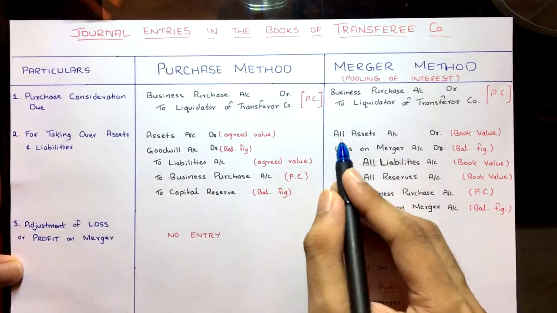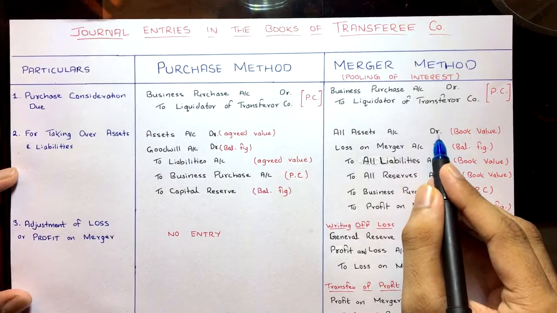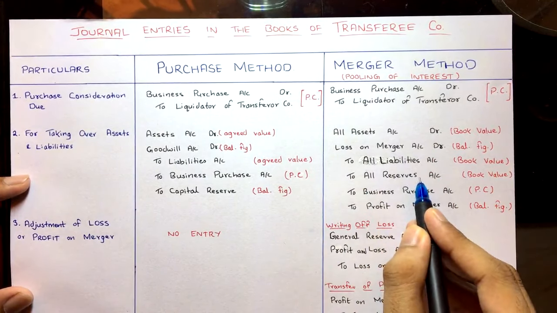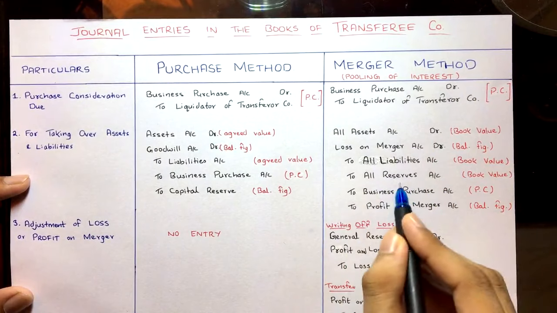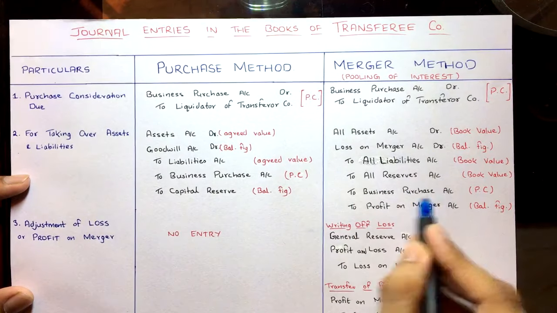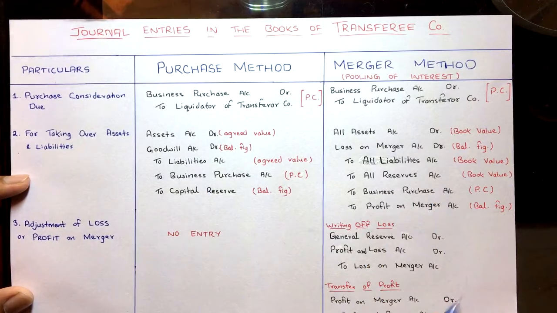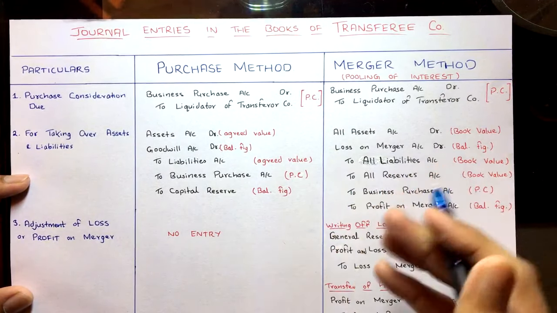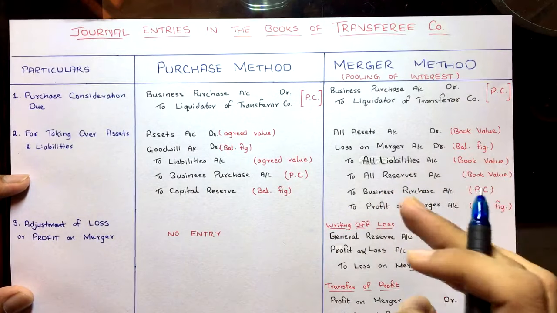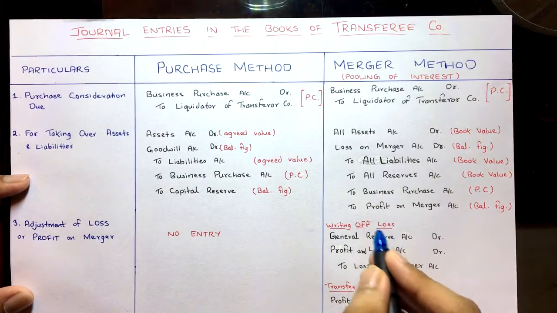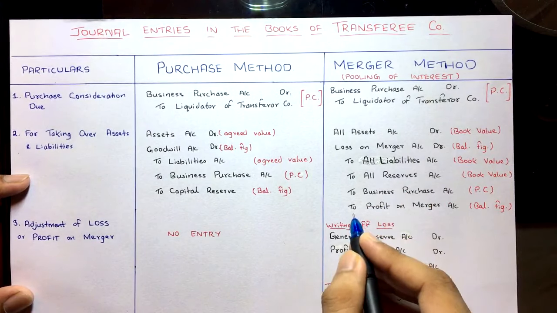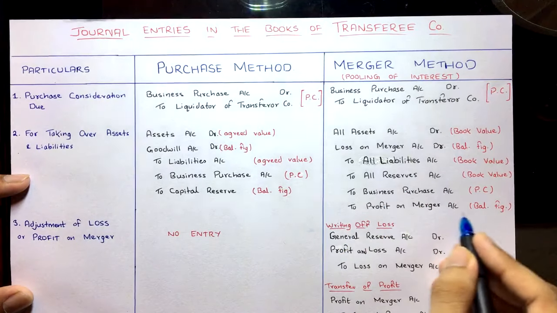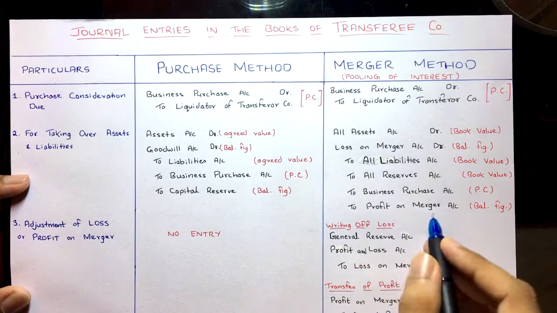See here. The entry is all assets account debit, to all liabilities account, to all reserves. Yes, you're also taking over the reserves here. We'll come to that. To business purchase as usual. And then the balancing figure, if it comes from the debit side, you will take it as loss on merger because you are paying more than what net assets you are getting. And if you are paying less than what net assets you are getting, then the balancing figure would come on the credit side, and that would be profit on merger.